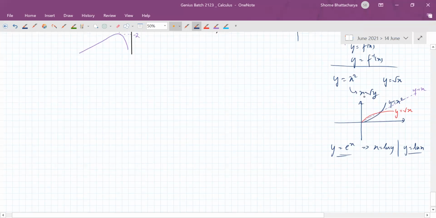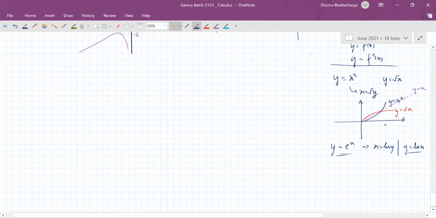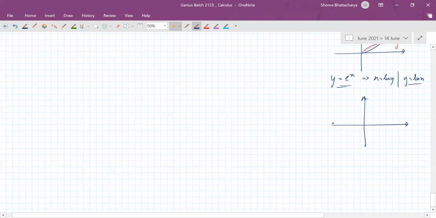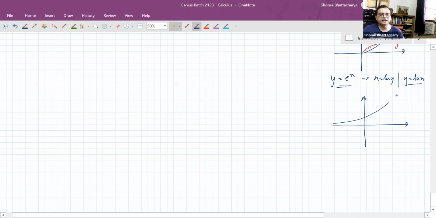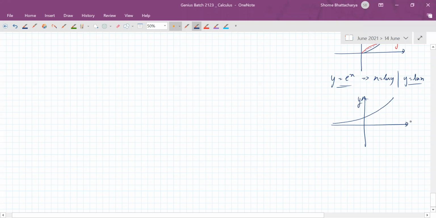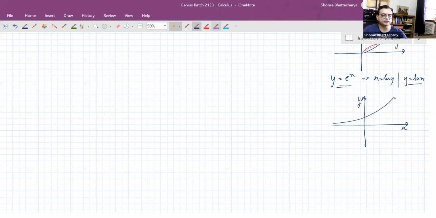So again, their graphs have this relation. If you interchange x and y, the domain and range get interchanged. So this is that interesting thing. If this is the graph of e raised power x, then the graph of ln x is like this, and it's a mirror image about this.